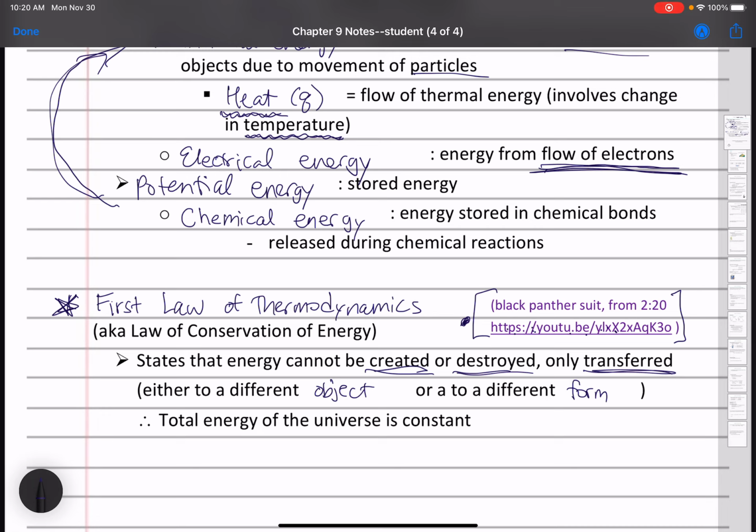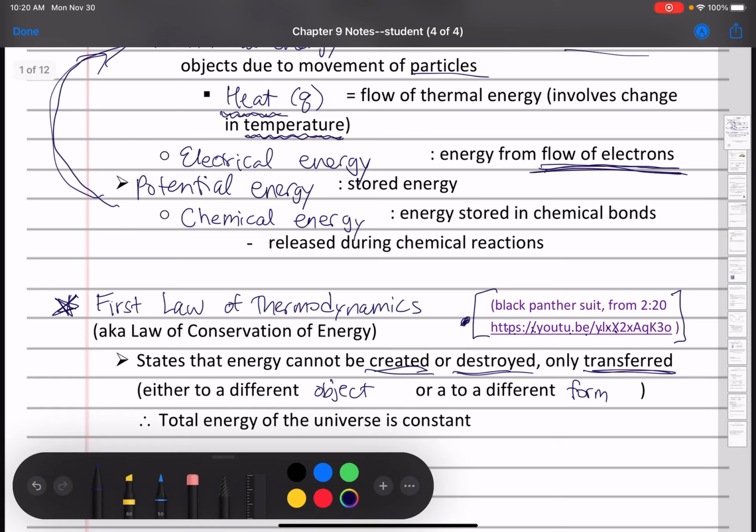Okay, so because of the first law of thermodynamics, since energy can't be created or destroyed, it means that the total energy of the universe is constant. So, get my pen back here.